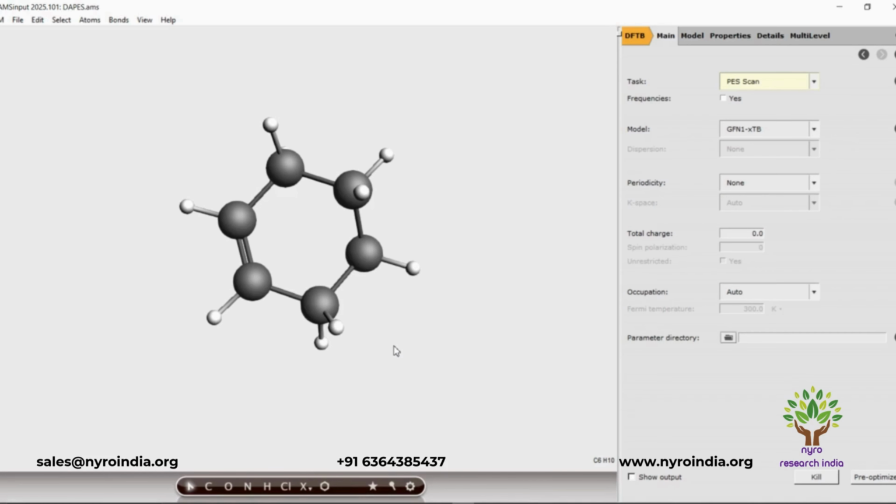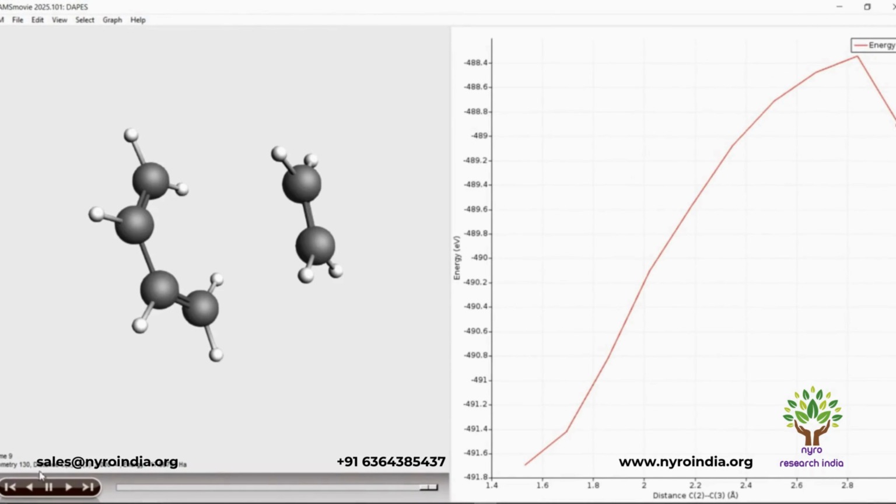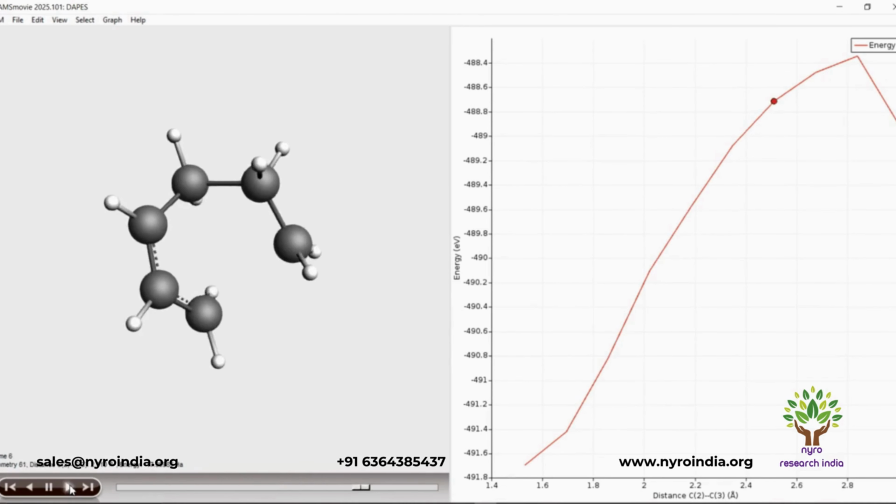For right now, I have given you an example of a small cyclohexene, where we can check how the bond breaking is happening using a potential energy surface scan. And this will be the outcome of that calculation. You can see the bond breaking and bond formation.